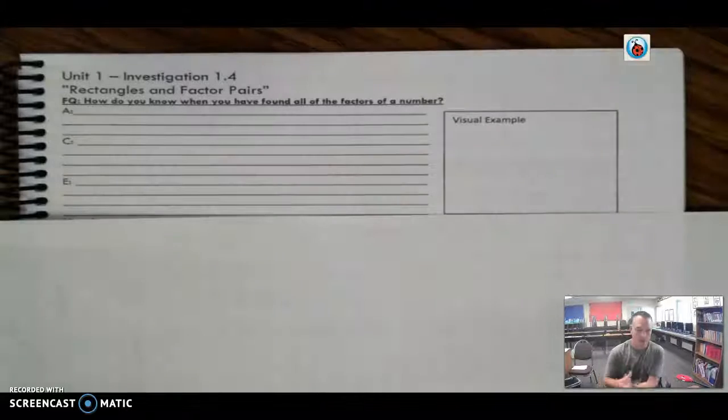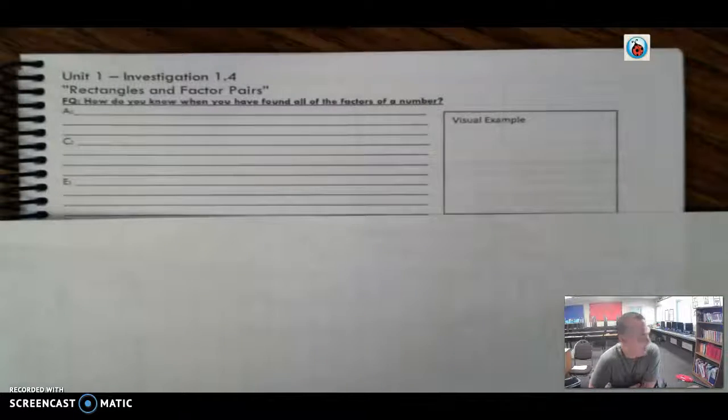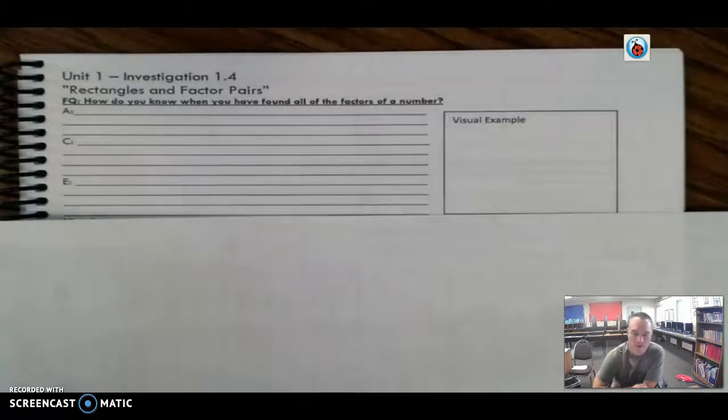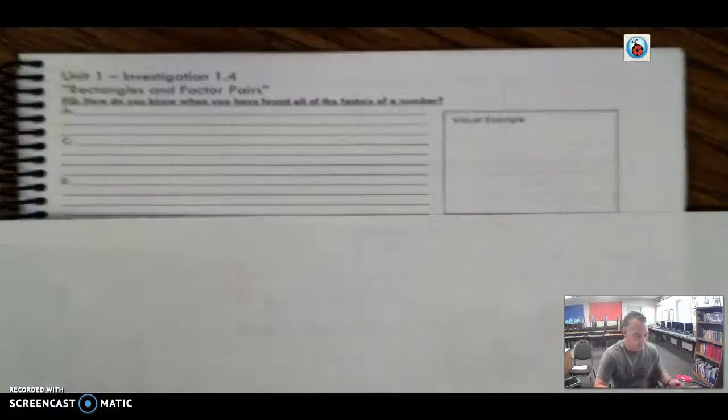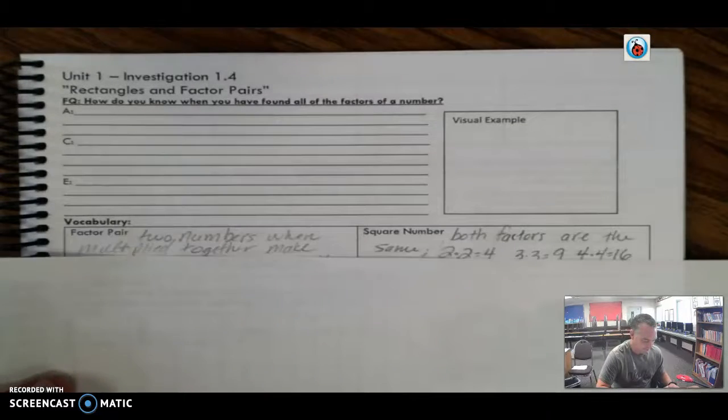Hey, good morning, guys. So today's lesson is Investigation 1.4. It has to do with rectangles and factor pairs. At the end of today's lesson, hopefully you will know how you know when you have found all the factors of a number. So that's our goal today. That's our focus question.